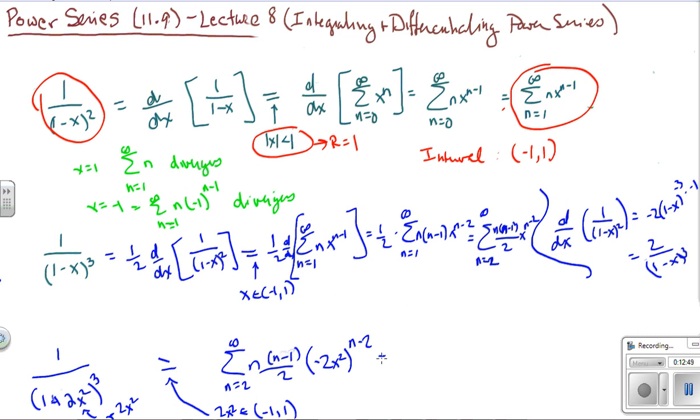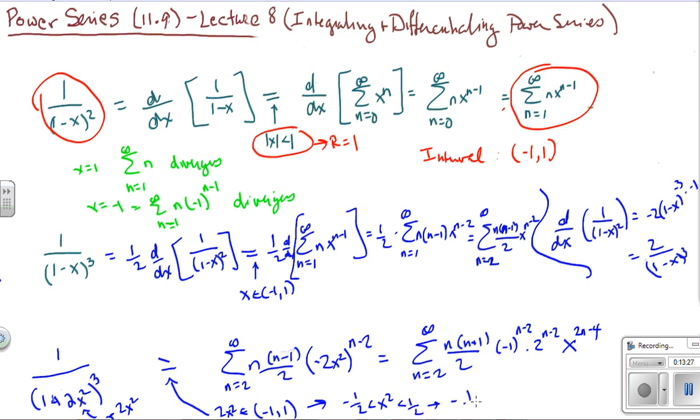Now let's simplify this a little bit. So this is going to be sum n equals 2 to infinity of n times n minus 1 over 2 times minus 1 to the n minus 2 times 2 to the n minus 2 times x to the 2n minus 4. That simplifies a little bit more, but this is written in terms of a power series. And when is 2x squared in that interval? That's going to be if negative 1/2 is less than x squared less than 1/2, which is the same as negative 1 over square root of 2 less than x less than 1 over square root of 2.